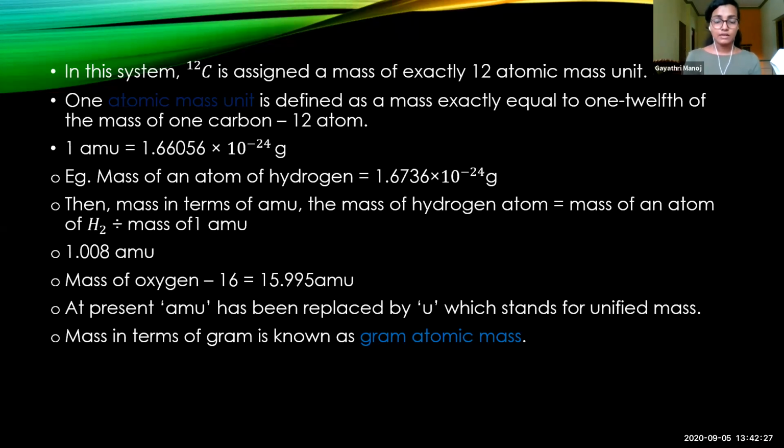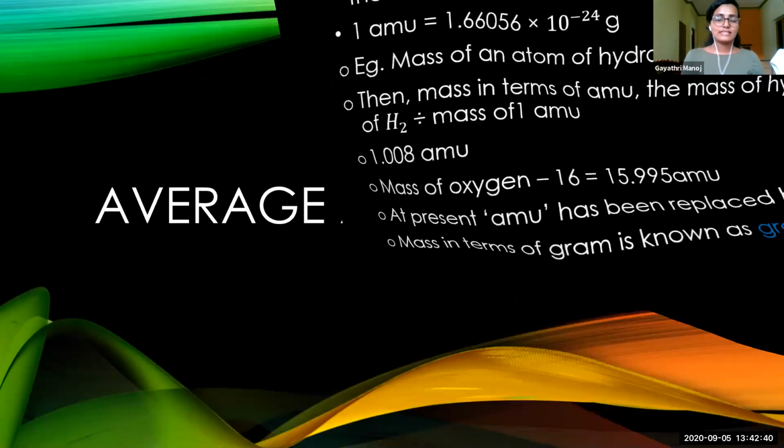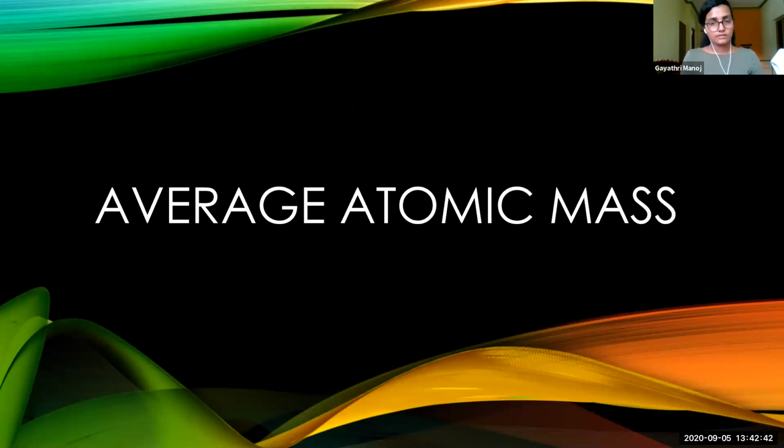Now, let's see what is gram atomic mass. It's really simple. Gram atomic mass is just the mass in terms of gram. And how do we find it? You just have to change the U to g. That's it.